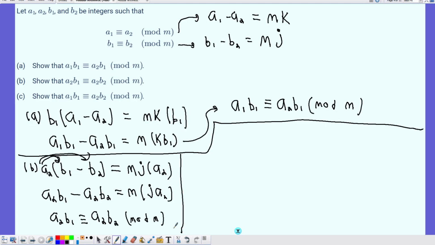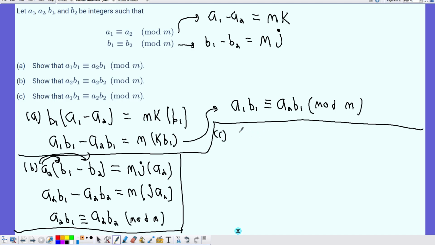And that's it for part B. So far, everything looks very similar to the previous proofs we have done. So, part C. Show that A1 times B1 is congruent to A2 times B2. Well, how about let's use some of the things we have established already. I know we have shown that, for instance, here, I'll write part C.